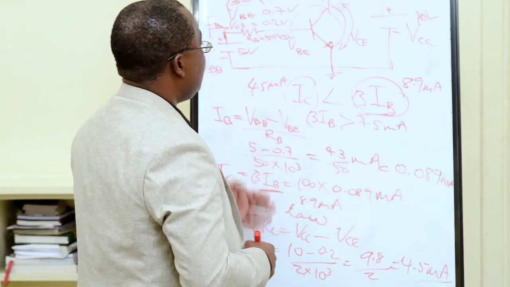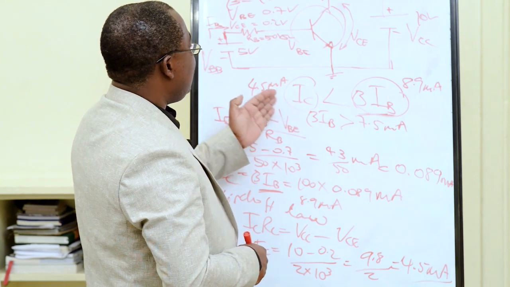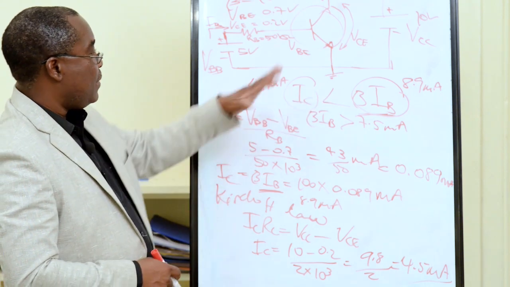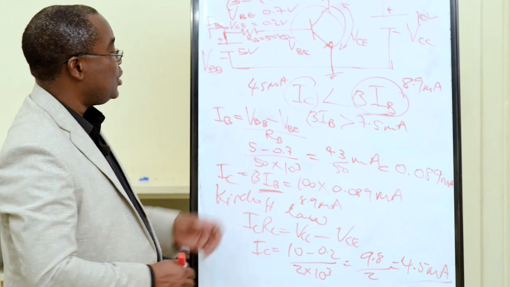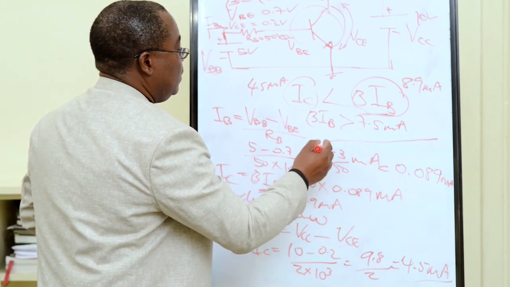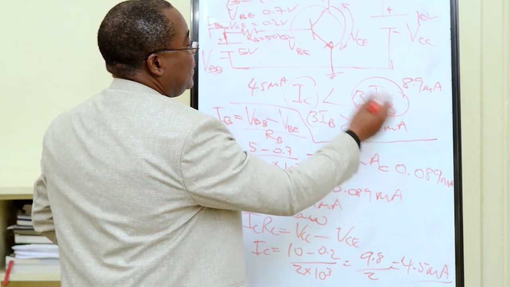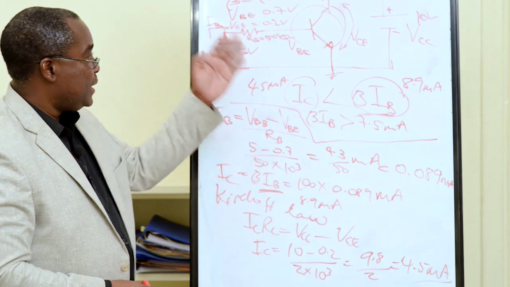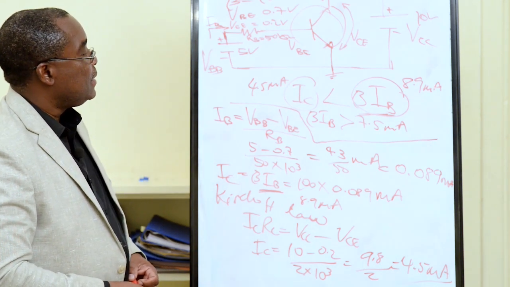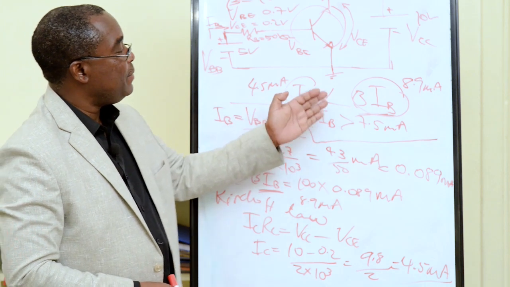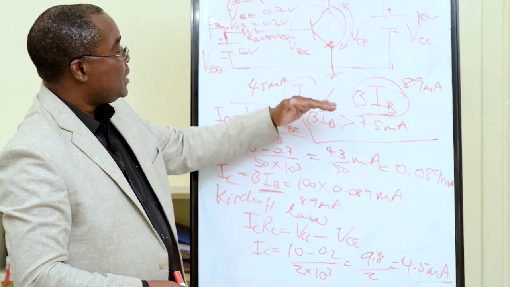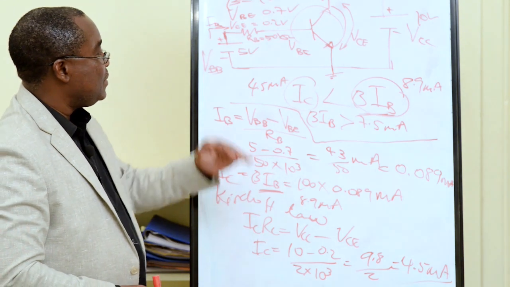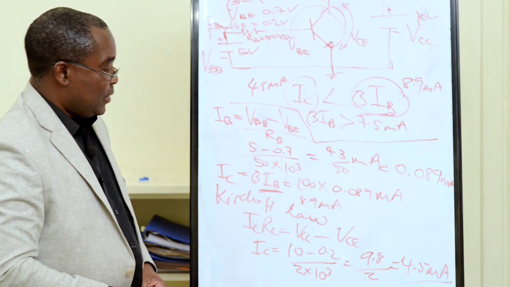So we have seen 4.5 is less than 8.9 milliampere. So in this situation, our transistor circuit is in a saturation mode, according to this data and the condition which puts the transistor in a saturation mode. If IC is less than beta IB, we have saturation mode, and the beta IB is 8.9 milliampere and IC is 4.5 milliampere. So our transistor is in a saturation mode.